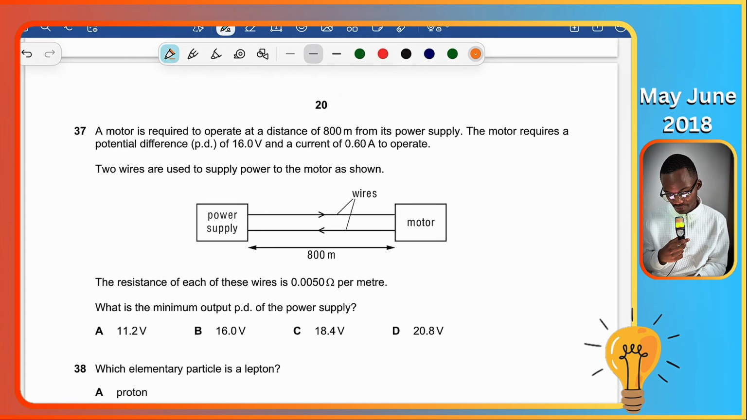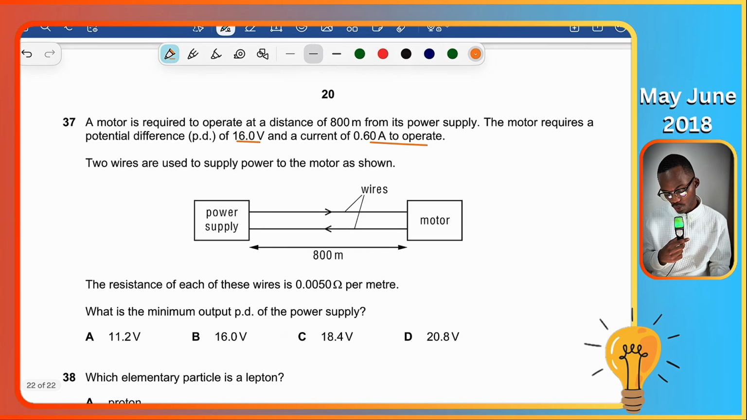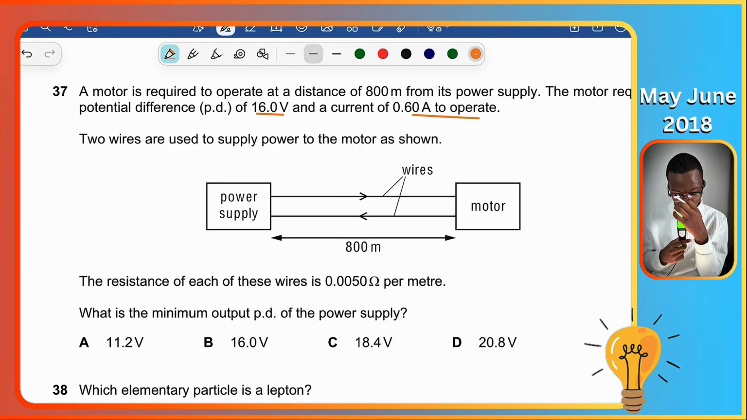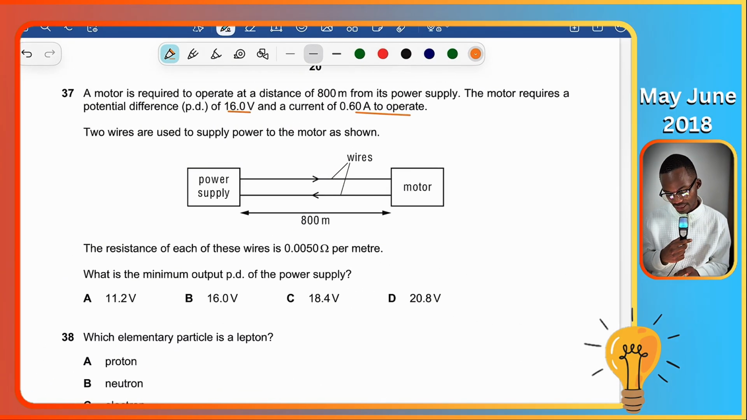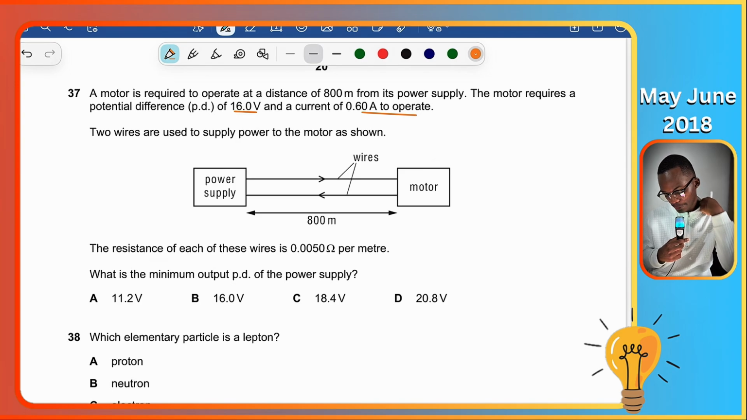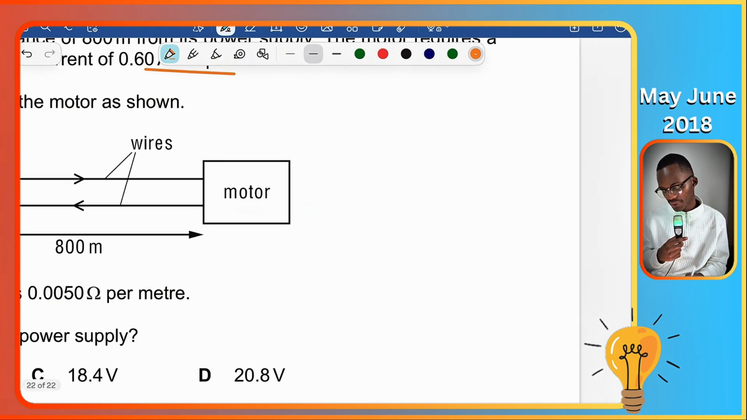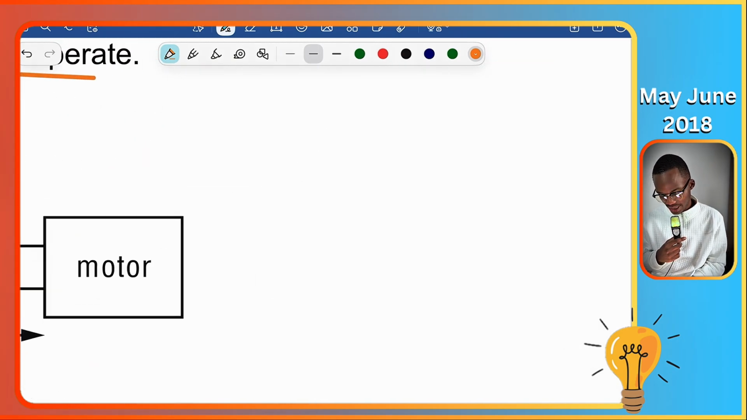Question 37. A motor is required to operate at a distance of 800 meters from its power supply. The motor requires a potential difference of 16 volts and a current of 0.60 amps to operate. 2 wires are used to supply power to the motor as shown below. You have a power supply, you have 2 wires, you have that distance, and you have that motor. Okay. I can redraw this and be clever, right?